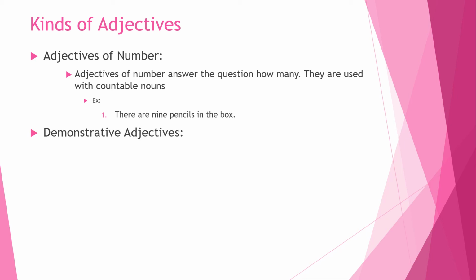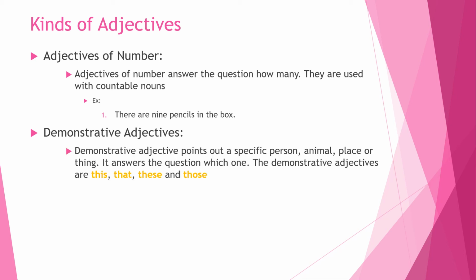The next kind of adjective is demonstrative adjective. A demonstrative adjective points out a specific person, animal, place, or thing. It answers the question which one. These are the demonstrative adjectives: this, that, these, those.